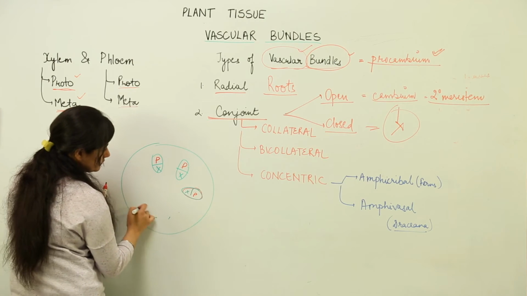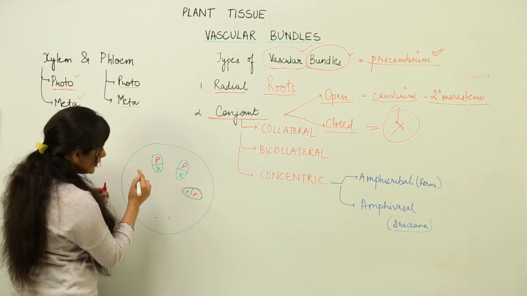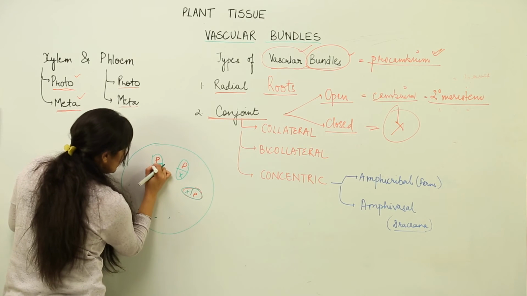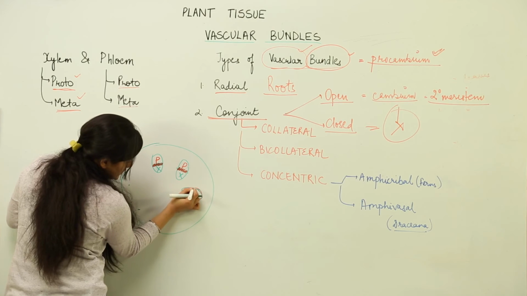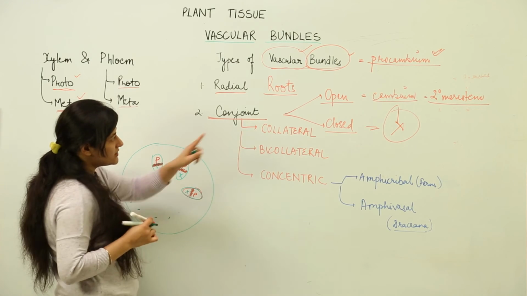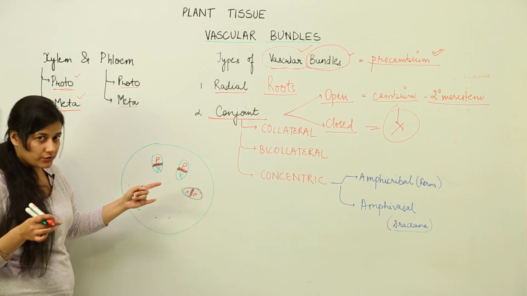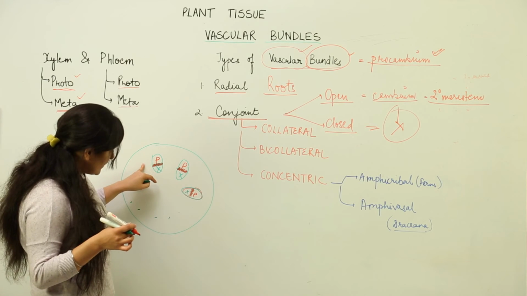Such would be the condition when the vascular bundles would be conjoint. You see, xylem and phloem both are present together, and in case there is vascular cambium present over here, which would be responsible for secondary growth in the plant, this particular arrangement is known as open conjoint vascular bundle. Open to secondary growth. You can remember it that way. This is open conjoint vascular bundle.